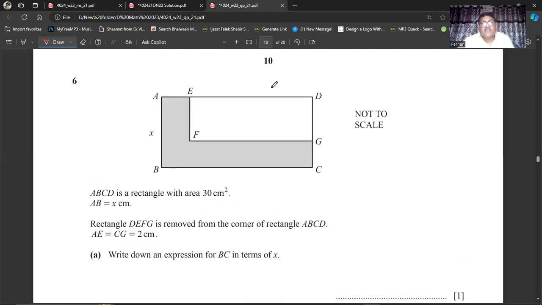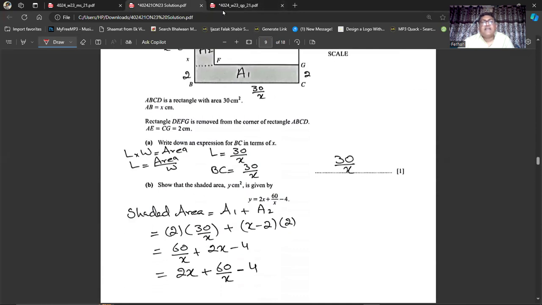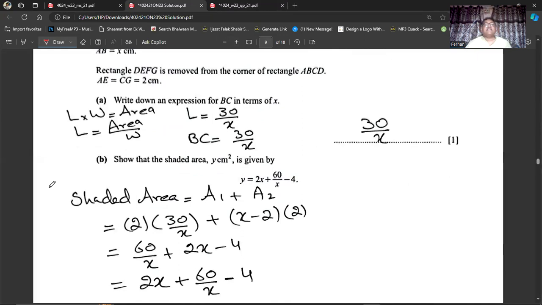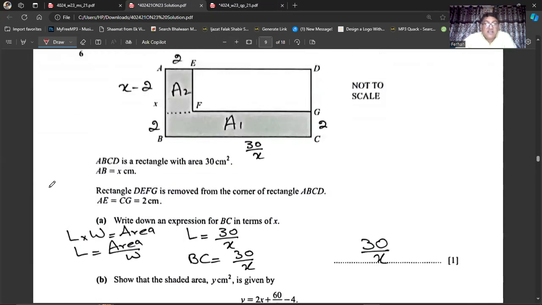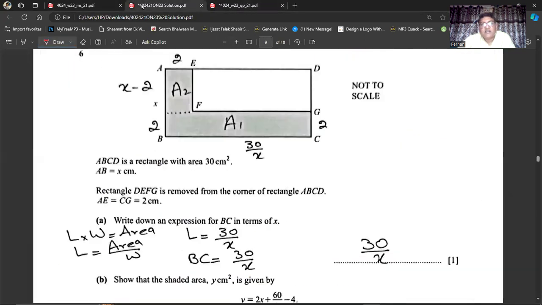So you know the area of this rectangle, you know the width, and I want to find out the length. The area of the rectangle is equal to length times width. So I can easily say the area is 30, the length is the question, and the width is x. So the length will be 30 divided by x. Then the length is the BC side. So the length will be 30 divided by x. A very famous trick which is frequently used, and it is right, sir.